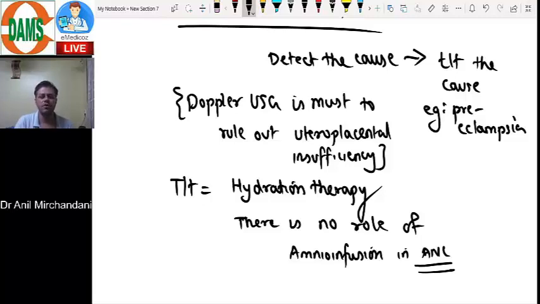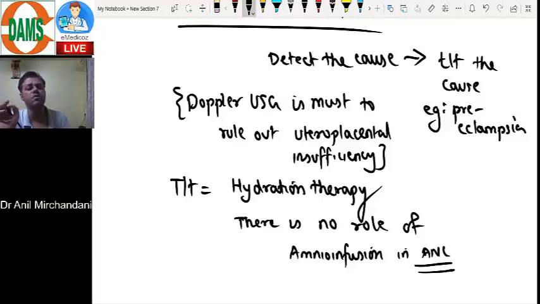So if there is oligohydramnios, you cannot just insert a needle and put amniotic fluid. You cannot put normal saline to make amniotic fluid. Yes, there is a procedure called amnio infusion, but remember that it has been proved that it doesn't improve the outcome of the oligohydramniotic pregnancy. So why intervene when the advantage is not there? So there is no role of amnio infusion in ANC.